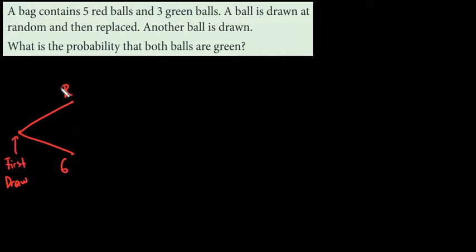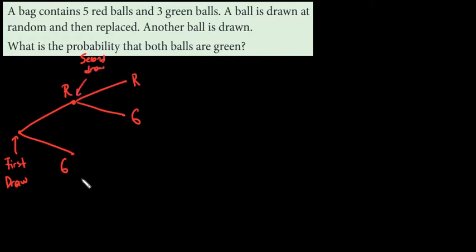For example, in the first row, we got a red color ball. Then in the second row, what can we get? Again, we can get a red color, or we can get a green color. This is the second row. Let me write second row.